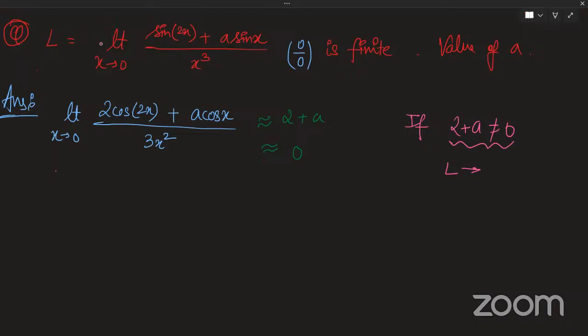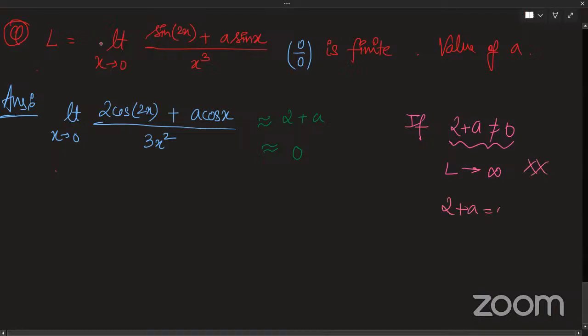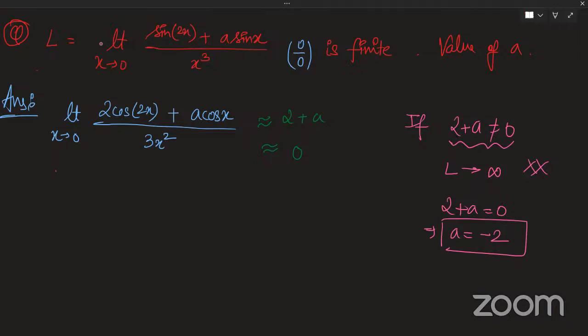So any finite value that is not equal to 0 divided by 0, where will it go? Infinity. Okay. But what is given to me? It is finite. So if it has to be a finite value, my 2 plus a should be equal to 0. Do you all agree? Yes, sir. So if my 2 plus a is equal to 0, what is my value of a? Minus 2. Great. You can look at the book, page number 19.11.